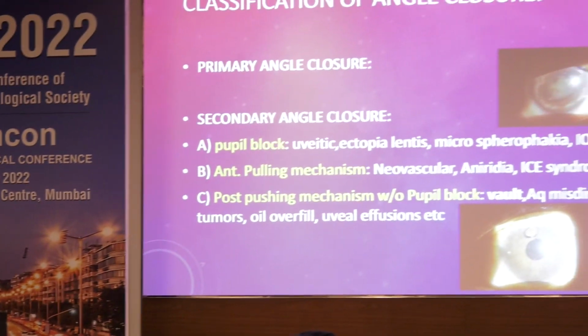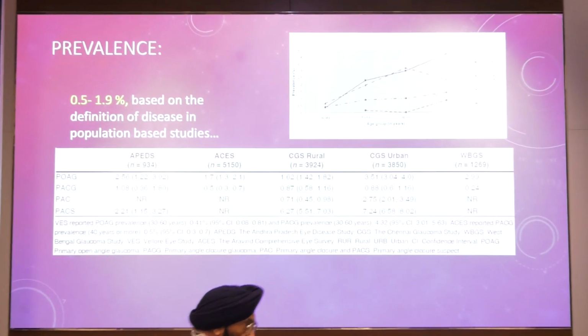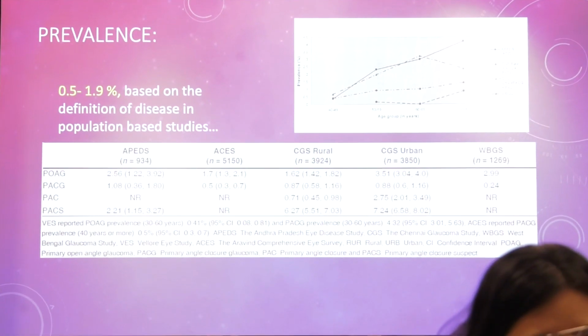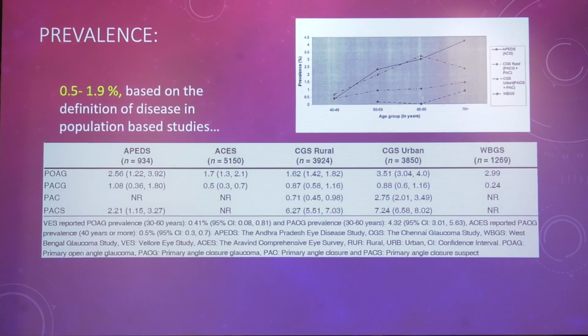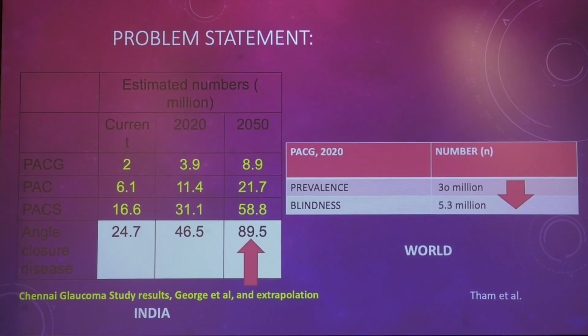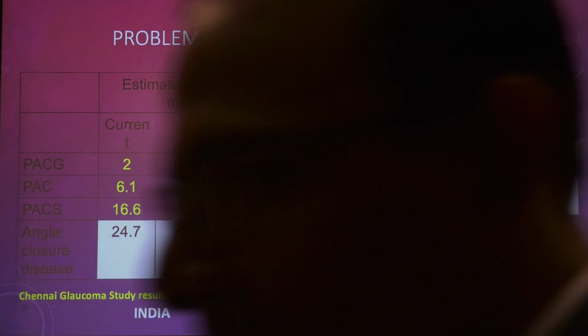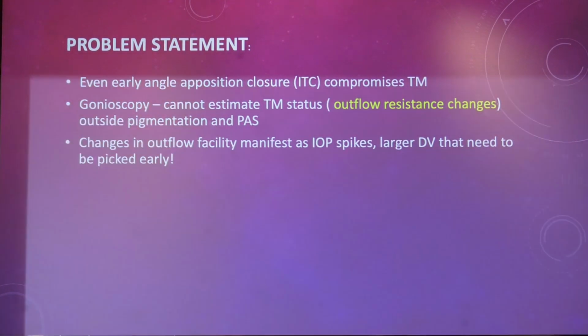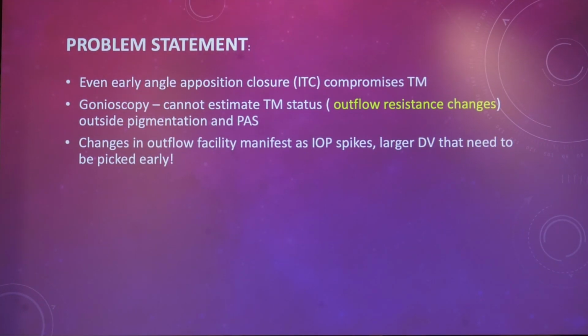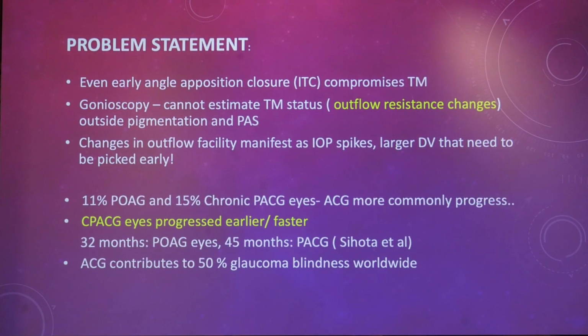I will be just going through the very salient points because we don't have time. In a population-based study with esteemed faculty that we have here, they have done it themselves. It's around 0.5 to 1.9% of the population. Blindness, though, carries a threefold higher risk than that of open-angle glaucoma. The important thing that we should know is iridotrabecular contact in any form compromises the meshwork function, and there is no way to know how much of the meshwork function is compromised. Changes in outflow facility manifest as IOP spikes, larger DVs that need to be picked up early.